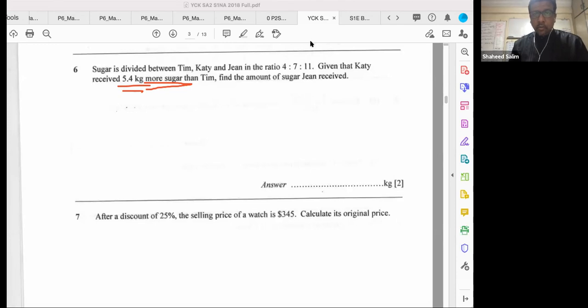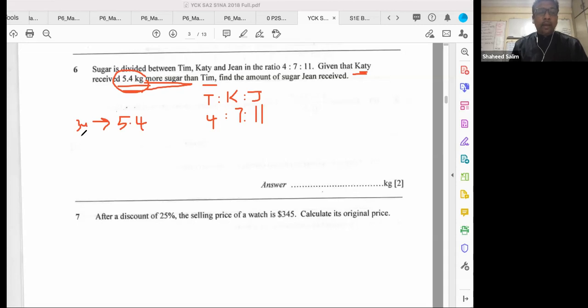Question number 6, we are told that KT received 5.4 kg more than Tim. So let us look at Tim and KT. Tim 4, KT 7. Okay, no problem, Sophia. Well done, Shafika. So the difference between KT and Tim is 5.4. The difference in units is 7 minus 4, which is 3 units. So 3 units is 5.4. You want to find 1 unit? Divide by 3, you get 1.8, I think.